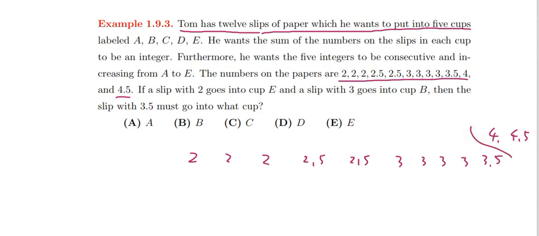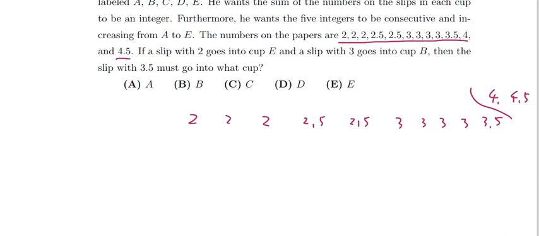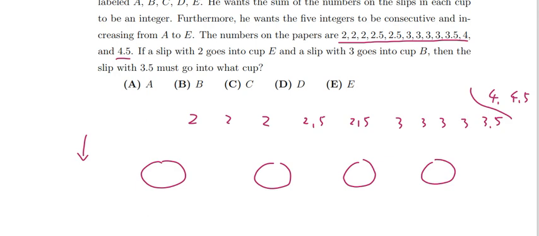So we have 12 numbers, and we want to put the 12 numbers into 5 cups: A, B, C, D, E. There are many ways to put the 12 numbers into the 5 cups, so we need to check the detailed information.